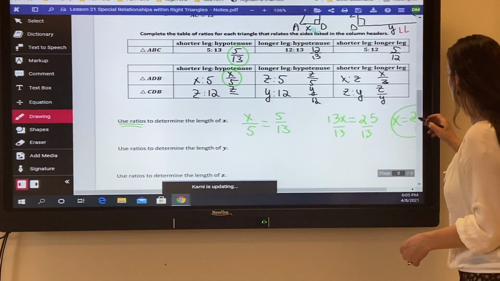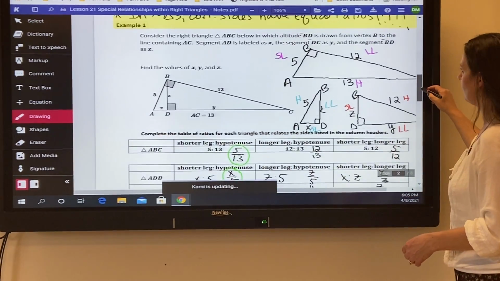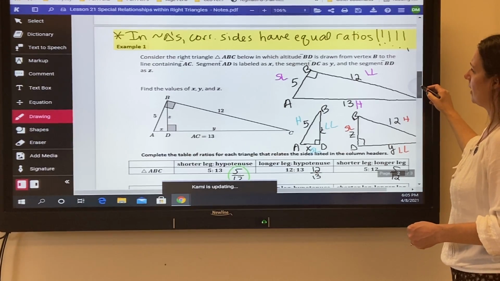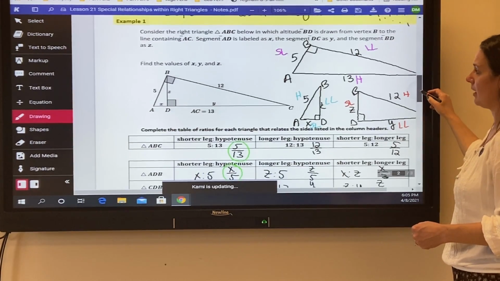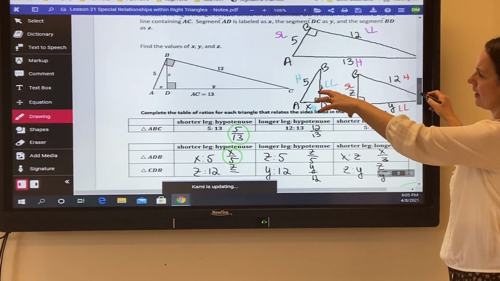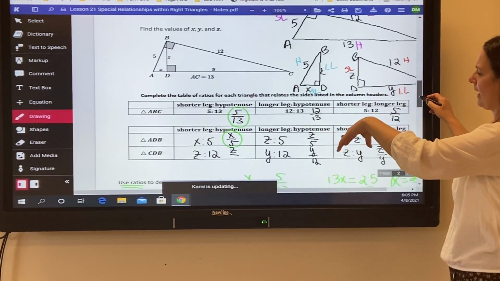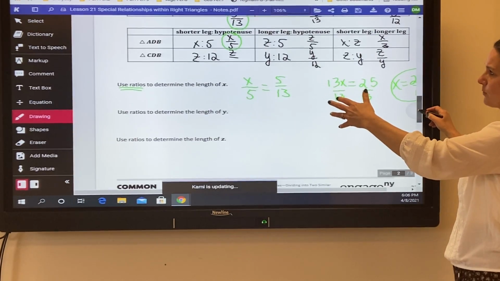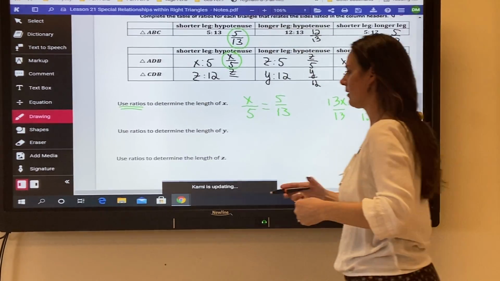So notice what I've got on the screen, what I did before, which is talking about corresponding sides of similar triangles having equal ratios. So we created the three different right triangles from this one diagram where the altitude is drawn from the right angle. And we're just looking to see how we can solve for x, y, and z. So let's finish up this problem, okay?